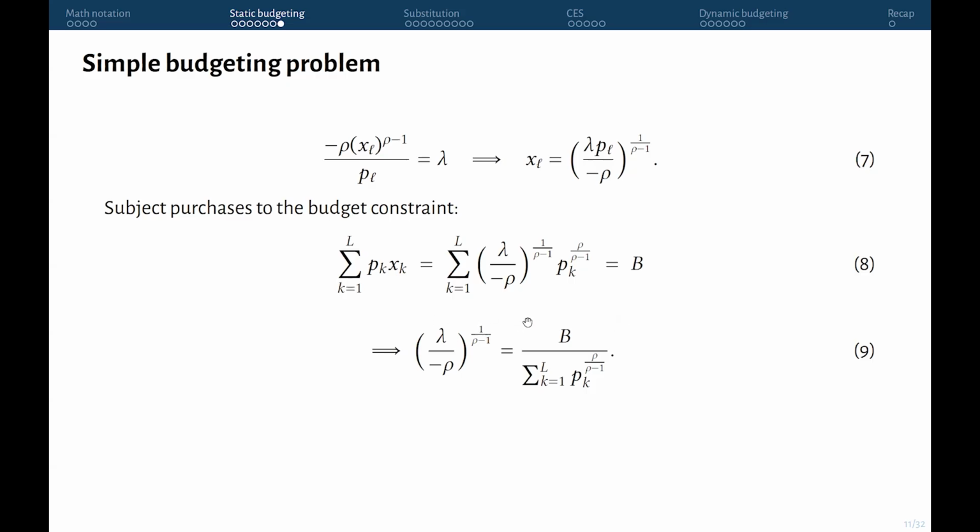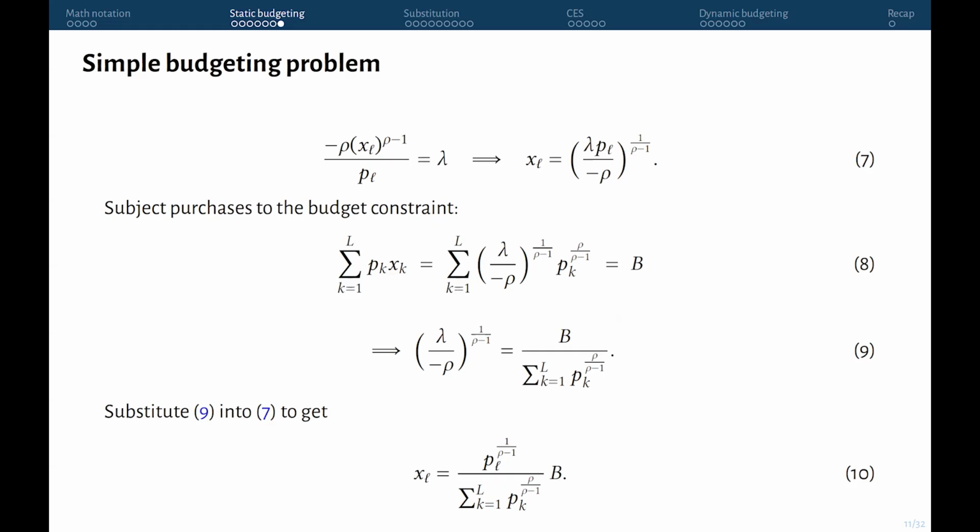Solve for it, and plug it into expression 7 to get a closed form expression for XL. So this is how much you buy of each good. And observe that it's proportional to your budget. So this happens to be a case in which whenever your budget doubles, you buy twice as much of each good.